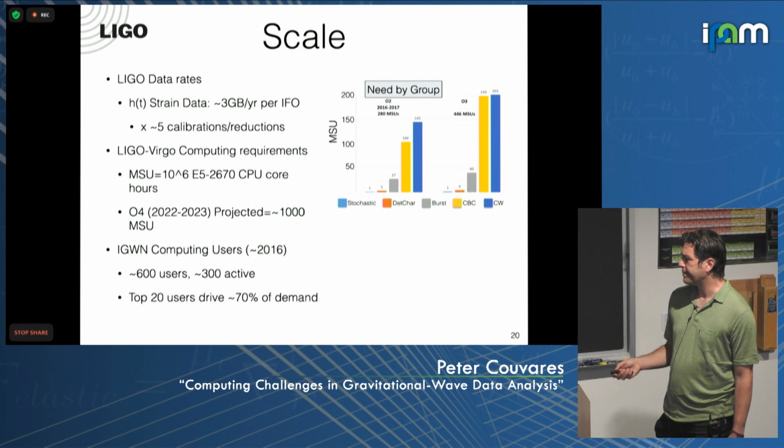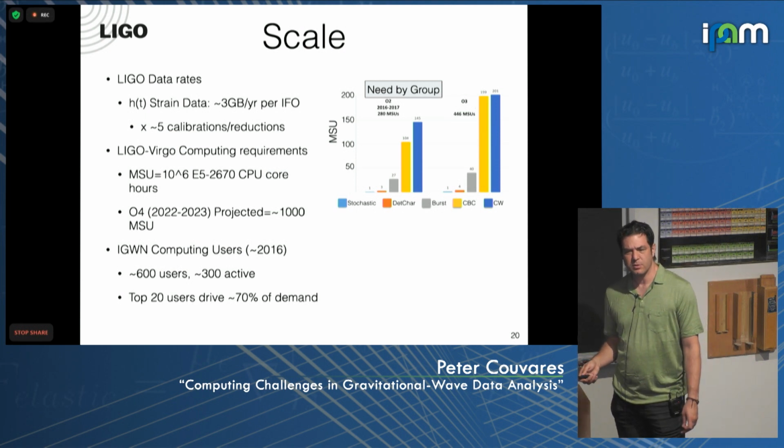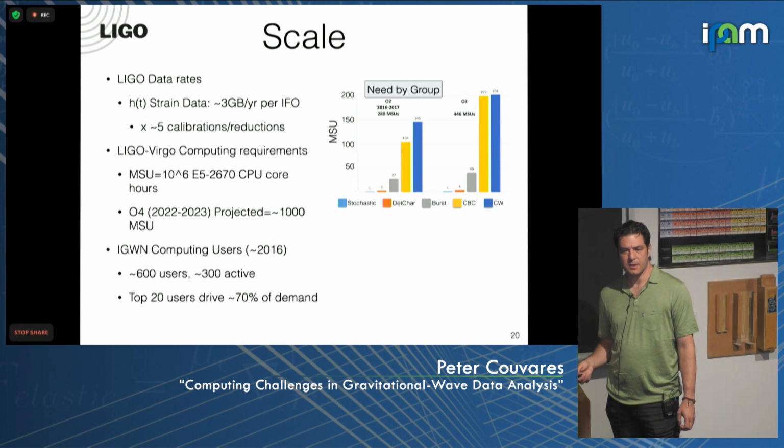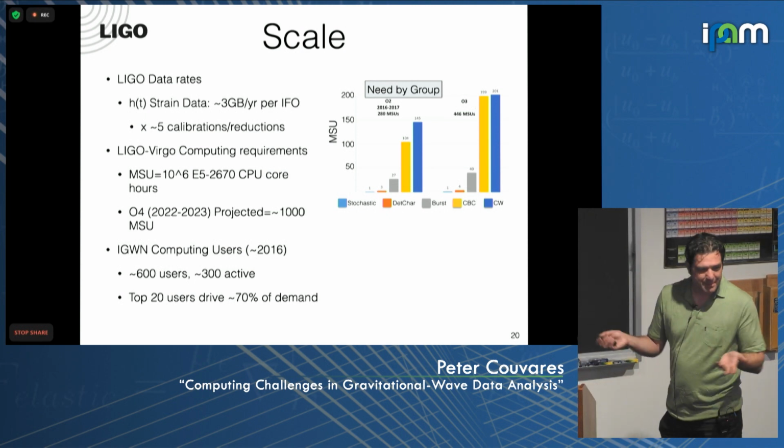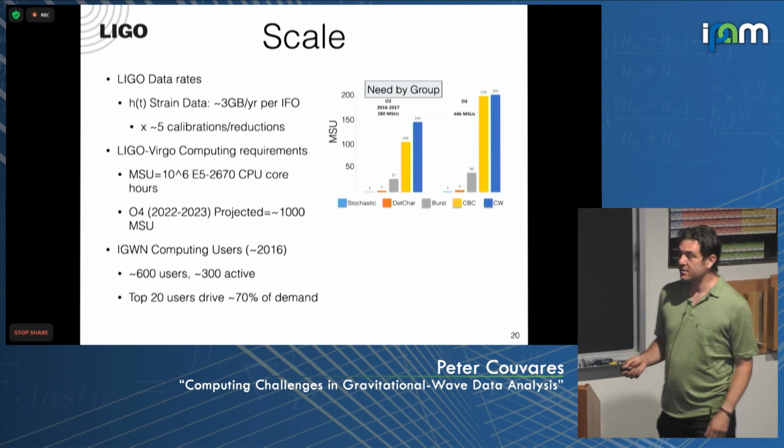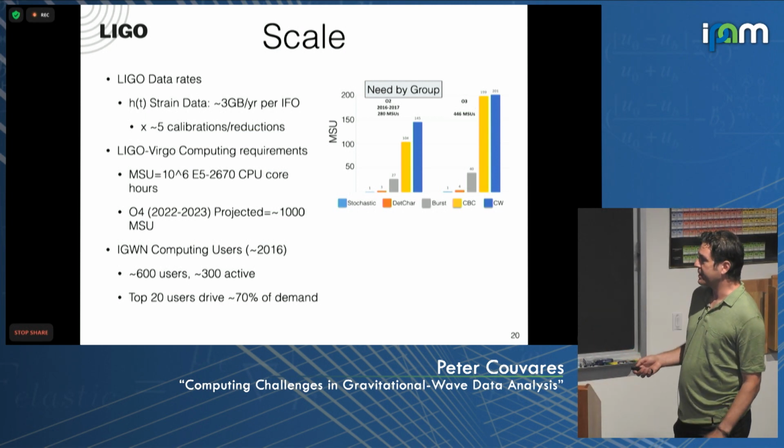I don't have that on here, but petabytes a year if you include all the environmental channels. Now those don't go out beyond the observatories, but even that, petabytes a year is not a lot of data these days. I mean, it's not simple, but it's not a lot of data.